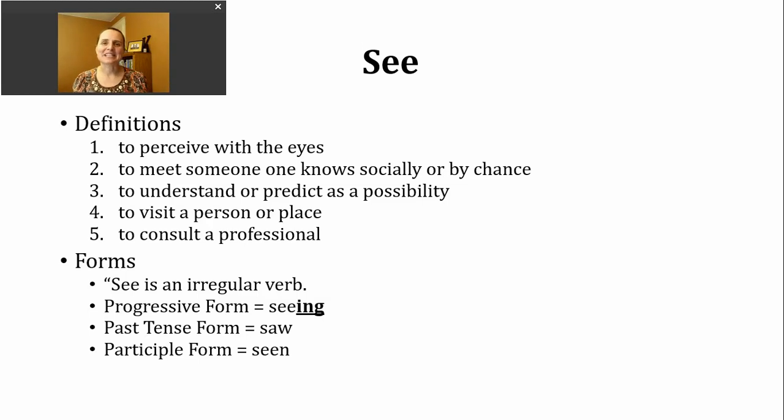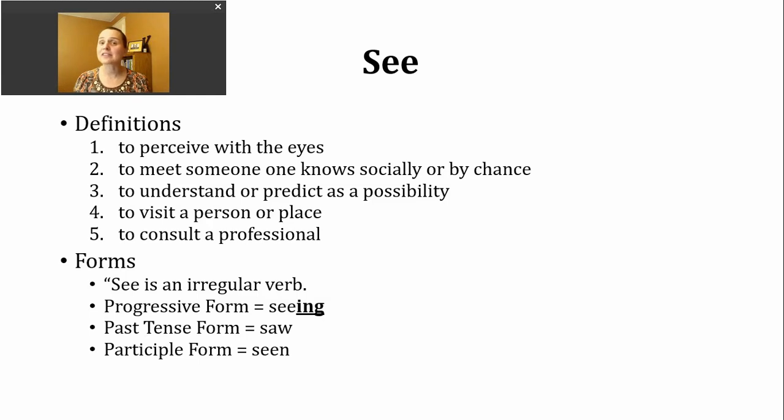Another way we can use this verb "see" is to mean to meet with someone you already know, either socially or by chance. This just happened to me earlier today. I went to the grocery store and I was telling this story to my spouse a bit earlier, and I said, hey, I saw so-and-so, our friend, our neighbor, whom we hadn't seen in quite a while. So just saying we met by chance. We didn't plan it.